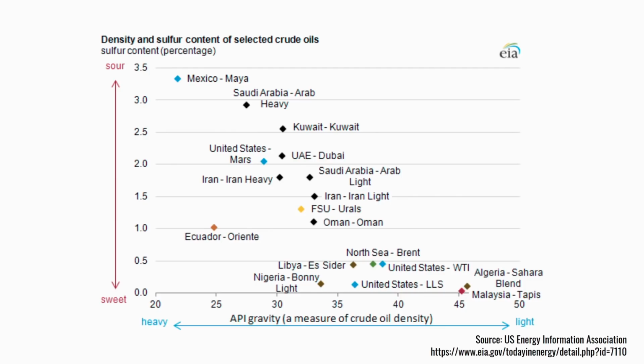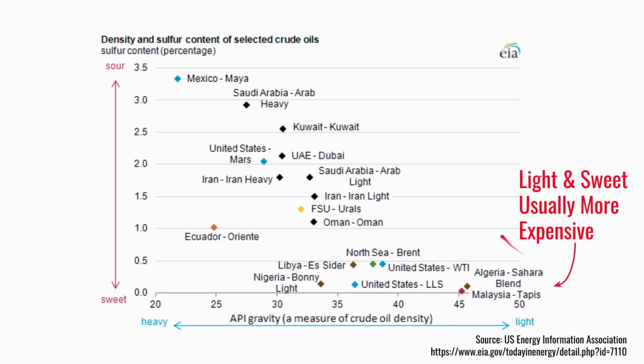The US Energy Information Administration produces this handy guide which classifies crude oils according to two measures. On the x-axis we have the density of the oil, with light on the right-hand side and heavy on the left-hand side, and the second dimension on the y-axis is the sulfur content, with high sulfur at the top and low sulfur at the bottom. And generally, light and sweet crude oil is more expensive than heavy and sour oil. Notice that those two commonly used benchmarks, that's Brent and WTI, are both classified as light and sweet.